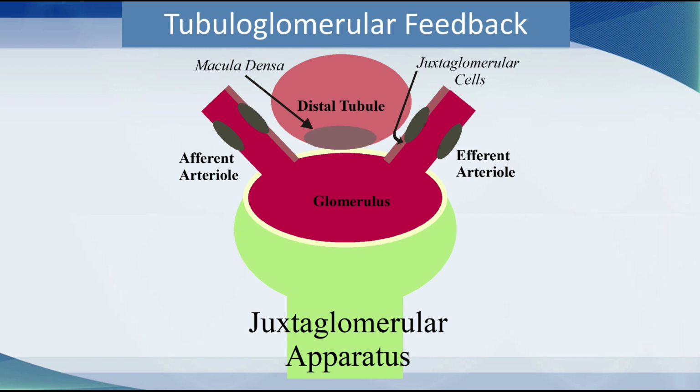If the sodium and chloride content is low, the macula densa essentially increases glomerular filtration by causing vasodilatation of the afferent arteriole. If the sodium and chloride content is high, the macula densa reduces GFR by vasoconstricting the afferent arteriole, and this is known as tubuloglomerular feedback.